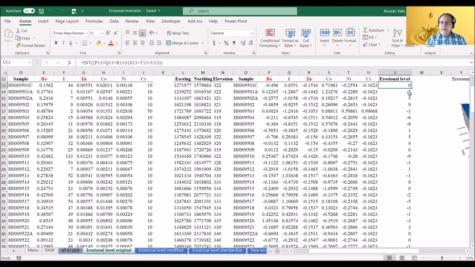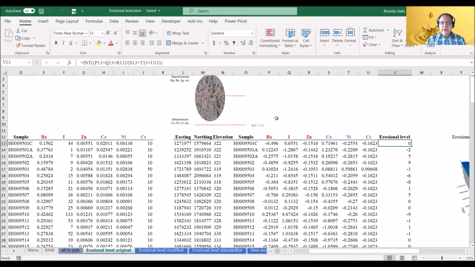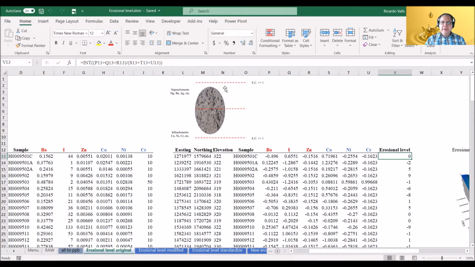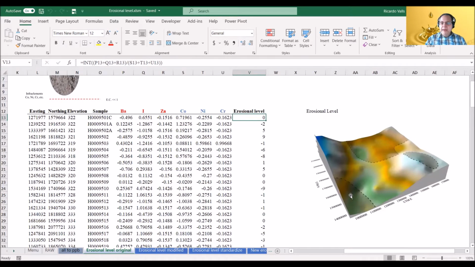Values like this, 0, -2, mean that the erosional level is down here. Values like 5, 9 mean that the erosional level is up here. So it's very simple. And then using Surfer, I determined this is my digital elevation model. And these are the areas that, according to the geochemistry, I do have erosion in my target.